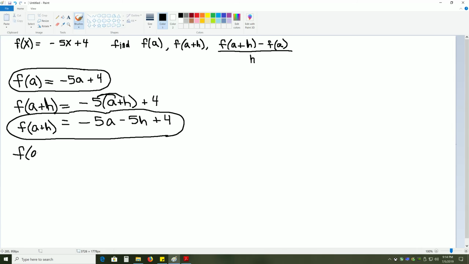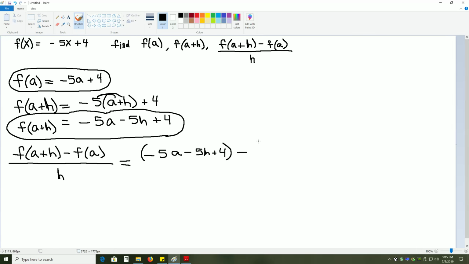We can simply plug them in to the formula that we have in the top right, which would give us f of a plus h minus f of a all over h is the same thing as negative 5a minus 5h plus 4 all minus f of a. So minus the quantity of f of a we said was negative 5a plus 4. And that's all going to be over h.